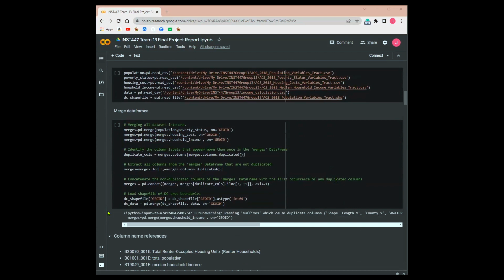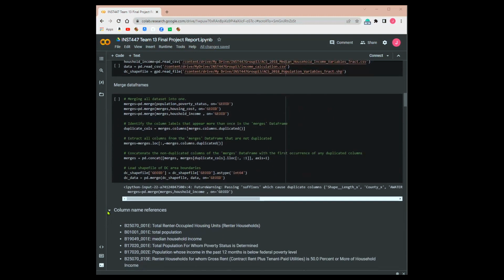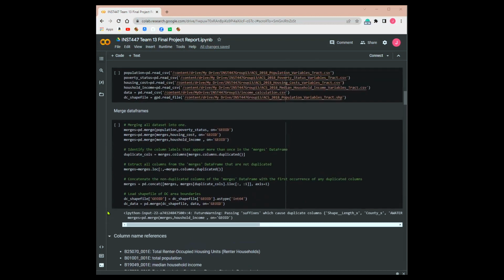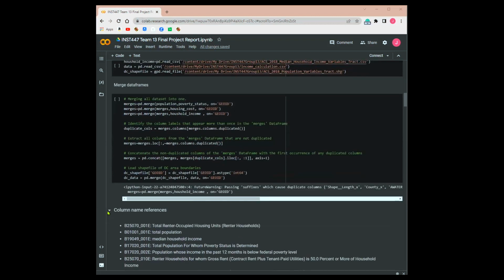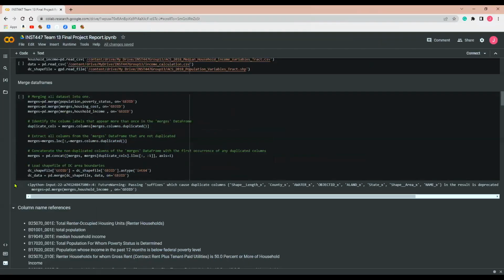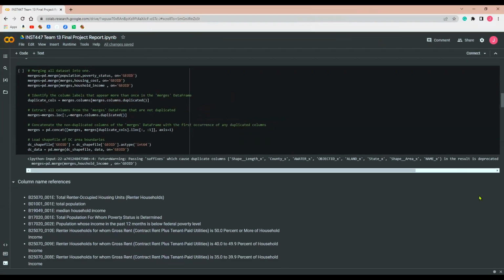So we merged data sets based on the geo ID, so we could get the population in comparison to the poverty status. After merging, we had to remove the duplicate data from the merged data set. At the same time, we had to make the data sets all equal in terms of data types so we could easily manipulate the different values in the columns.